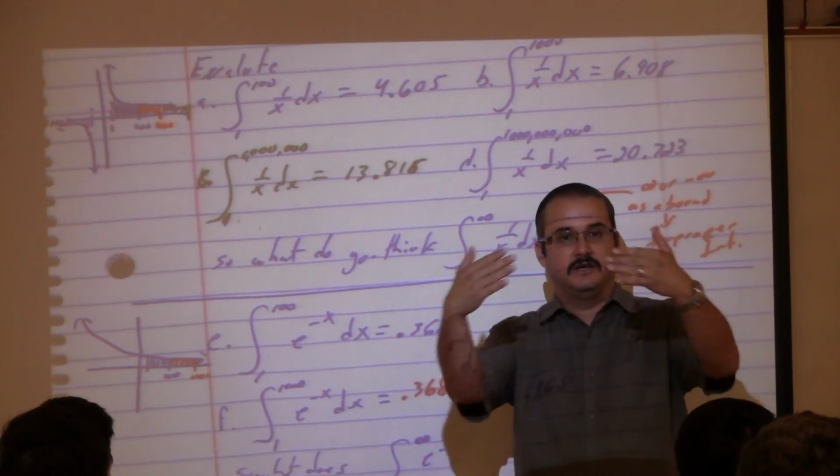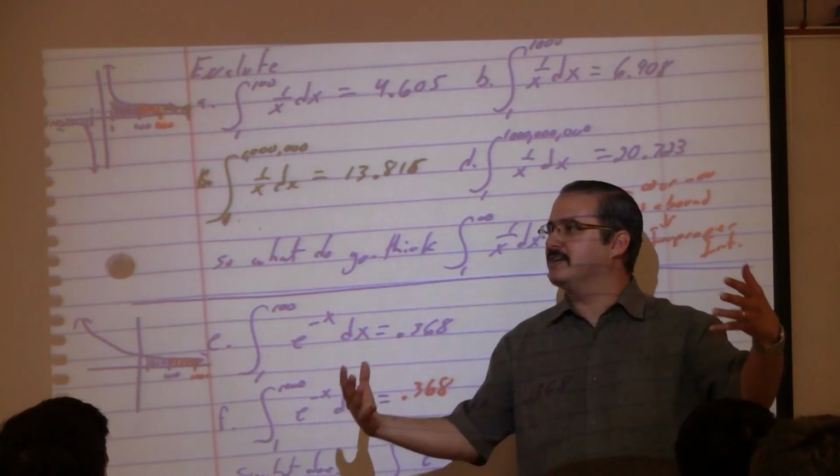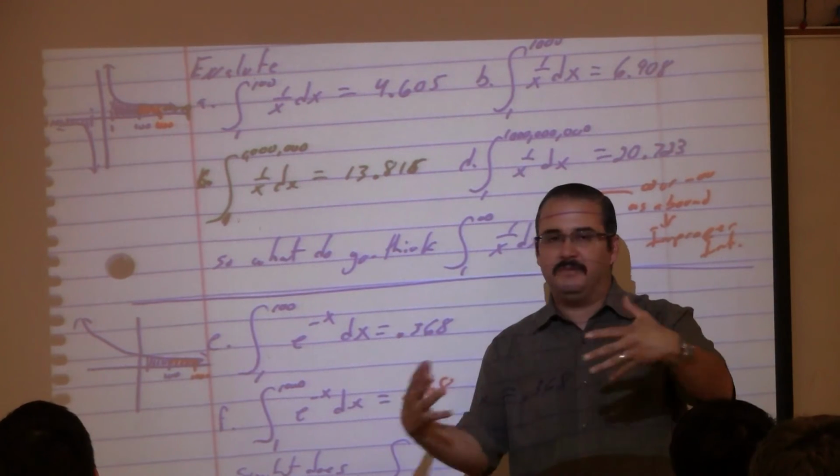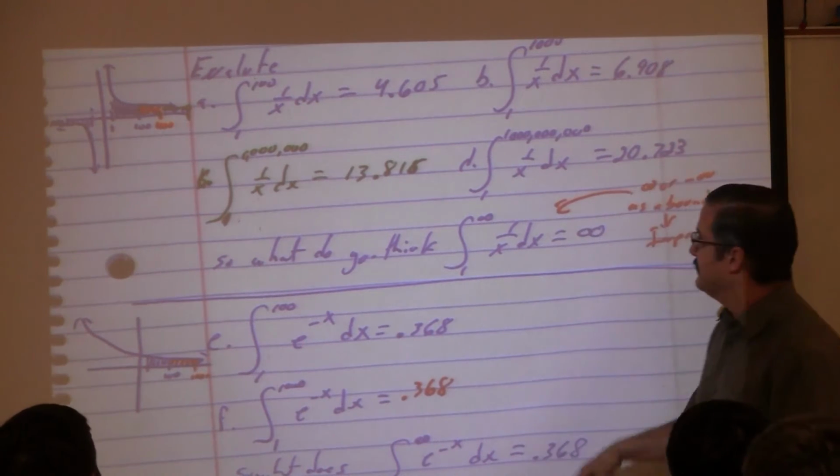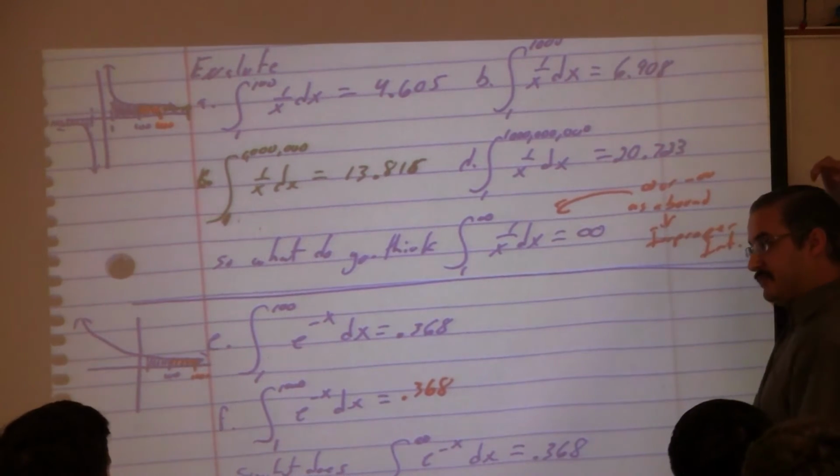We're approaching this particular value. Will we ever actually get there? No. Maybe, maybe not, right? But we're approaching it. That's what limits are all about. Okay, what's happening here? It's going to infinity.